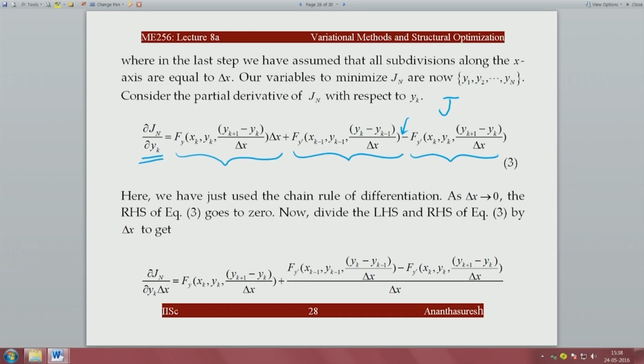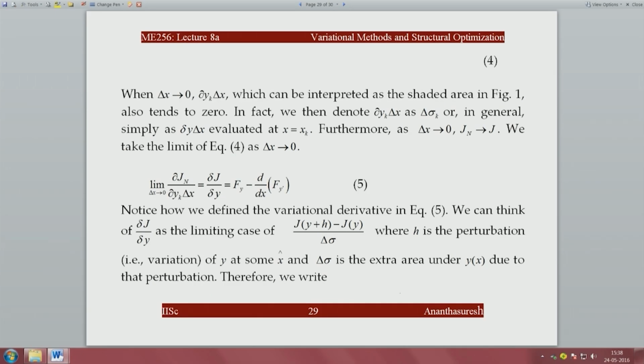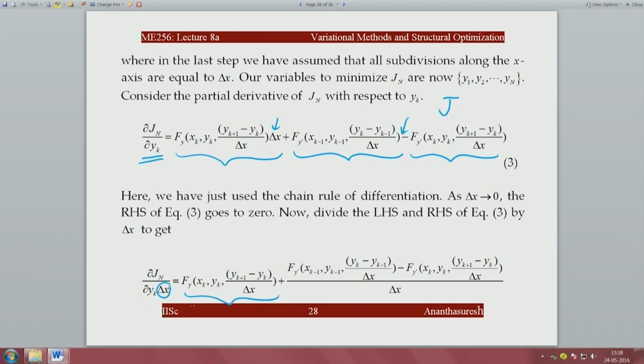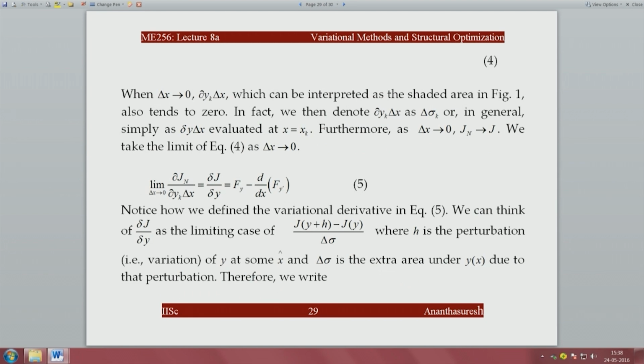Now, this one I am dividing by delta x. So, there is this delta x that goes away, this term will be without delta x, and these 2 terms will have delta x. Now, we go to the next level. If you take this quantity and talk about what happens when I make this delta x go to 0, we are taking the limit where delta x is tending to 0. Then what we get is called the variational derivative.